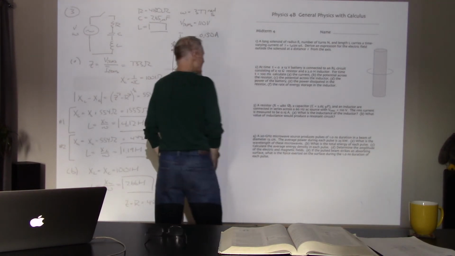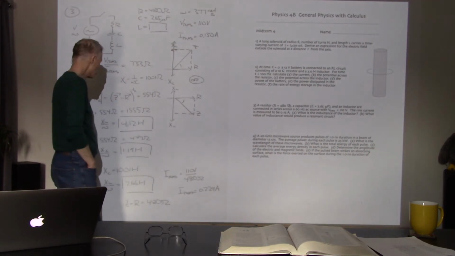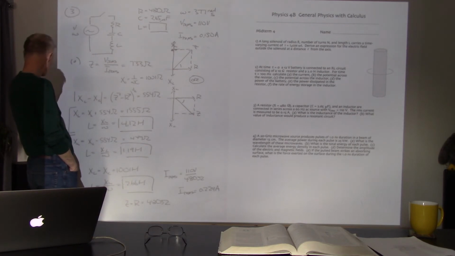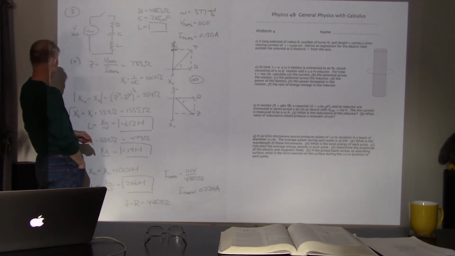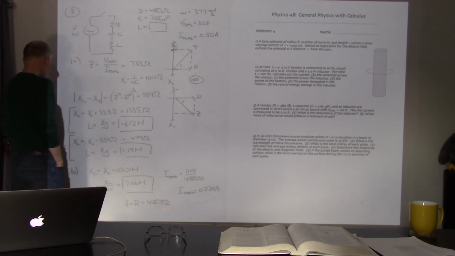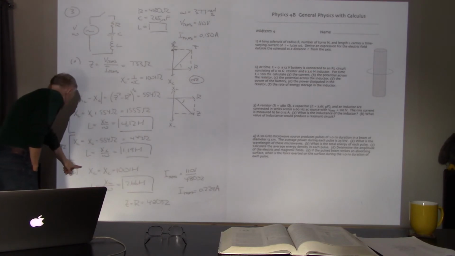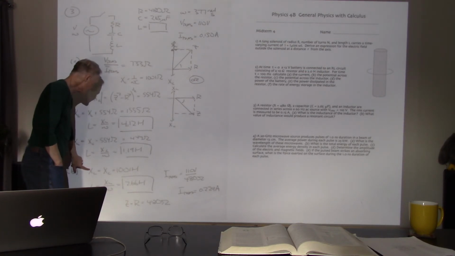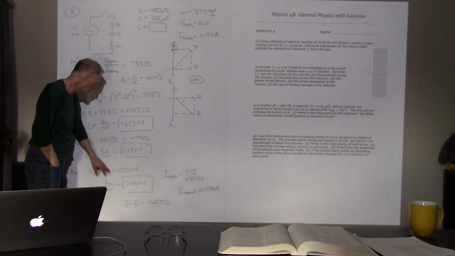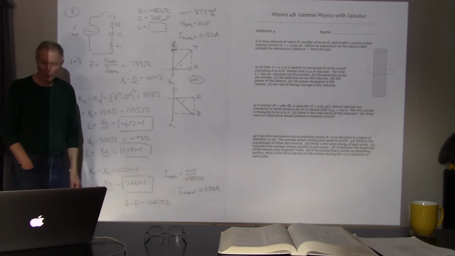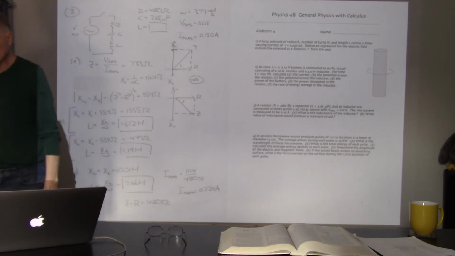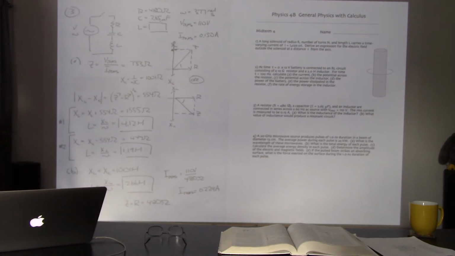What value of inductance would produce a resonance circuit? So in the later part of the problem, where is that? Oh, I guess it's here. Is that part B? Yes, I am. Part B, we want to say XL and XC, we want those to be the same. We want them to be 1001 hertz, and that's something in the middle. So if we have an inductor at 2.66 Henrys, that'll do it.